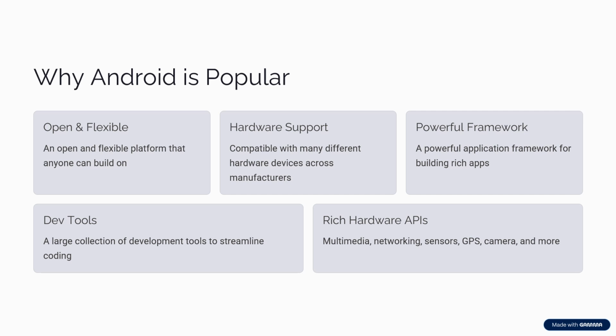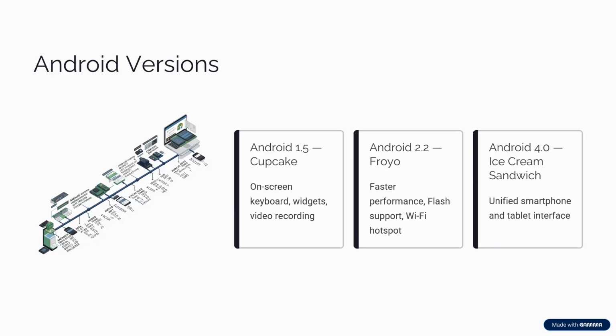What are the versions? Android has gone through several versions, with each version introducing new features and improvements. Version 1.5, version 1.6, 2.0/2.1, 2.2 Froyo, 2.3 Gingerbread, 3.0 Honeycomb, 4.0 Ice Cream Sandwich.